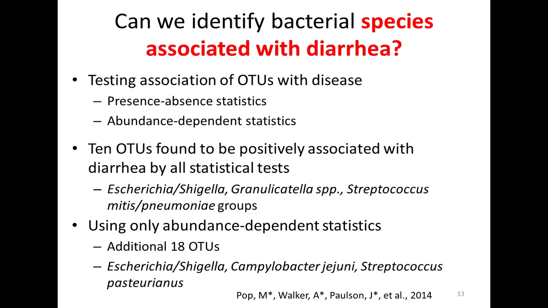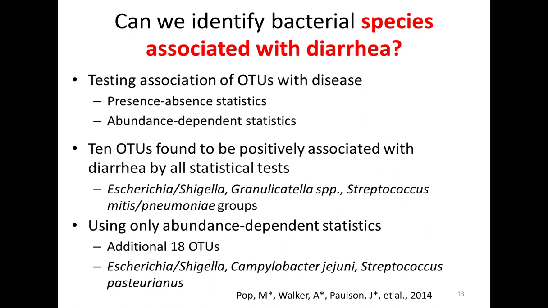That's one approach. Or you build a contingency table and you say, what are the odds of this particular bacteria or OTU or species or genus being in cases compared to controls. Additionally, we developed abundance-dependent statistics to test for if there's a difference in the abundance, right? Maybe the presence-absence doesn't matter. Maybe there's a ubiquitously present bacteria, but if it's at a particularly high abundance, then it triggers this cascade of inflammation. So we found a number of OTUs that were positively associated with diarrhea.